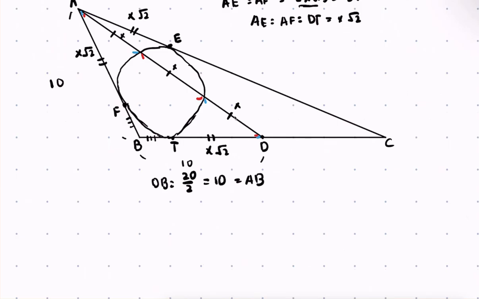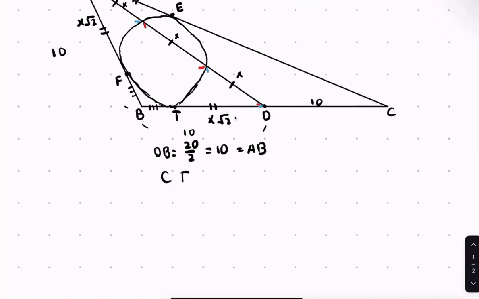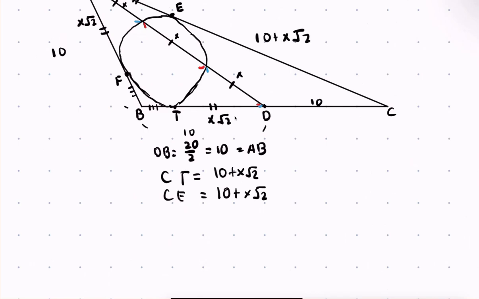Since DC is also equal to 10, that means that CT is equal to 10 plus x root 2, which means that CE by equal tangents will also be equal to 10 plus x root 2. So this part's going to be 10 plus x root 2.